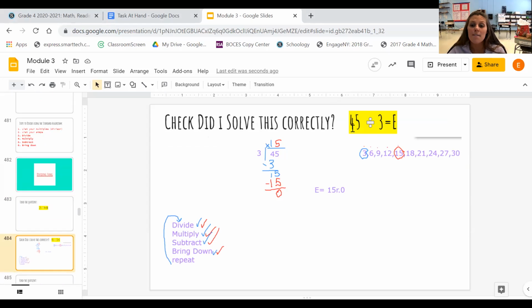I think it's 15 remainder 0. But I'd like you to solve it and compare your work to my work. And then let's see, did I solve it correctly? Go ahead, pause your video and solve this.